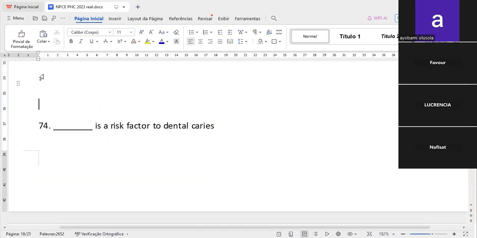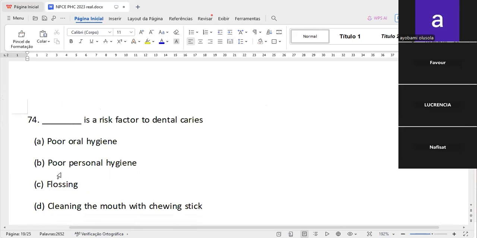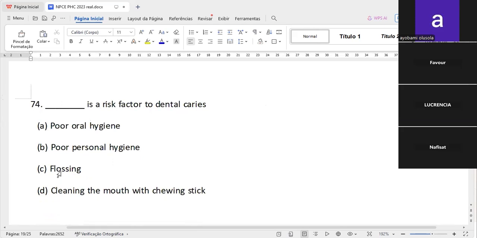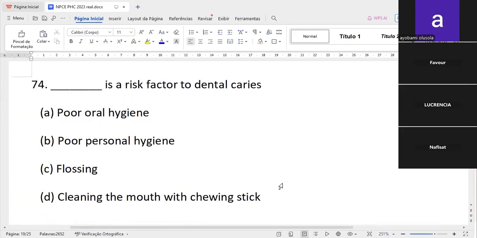Dash, let me take it to the next page. Dash is a risk factor to dental caries. Poor oral hygiene. Correct.